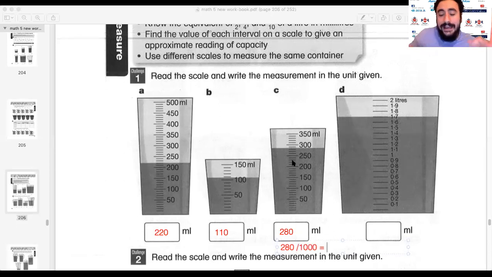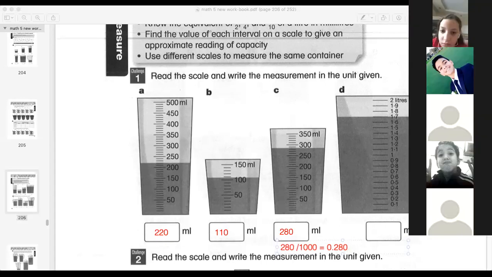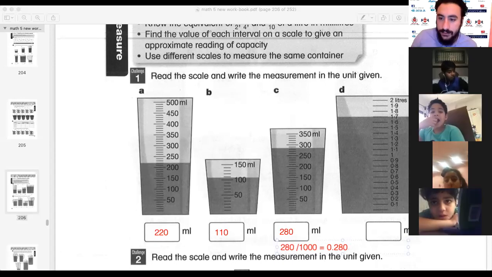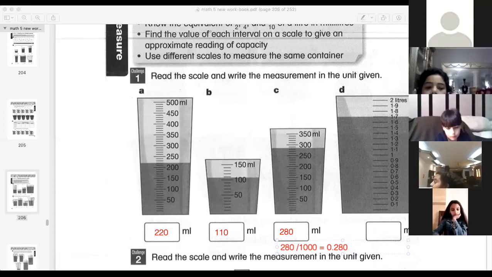So it's going to be what, Lujain? Wait just a minute. We're going to move the decimal point. 0.280. Yes, 0.280. Because we're going to move the decimal point 3 places to the left. Thank you so much. So guys, again, if you want to convert liter into milliliter, multiply the liter, or in general, multiply the greatest.